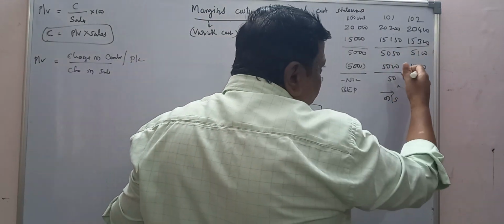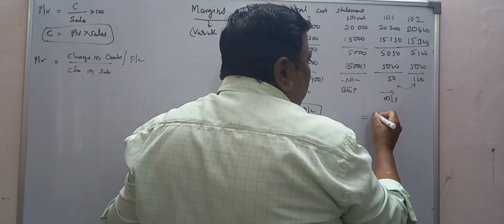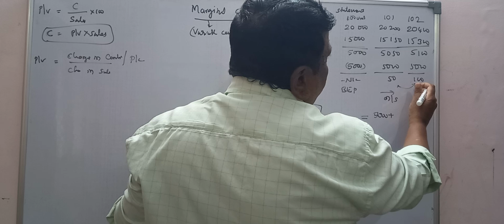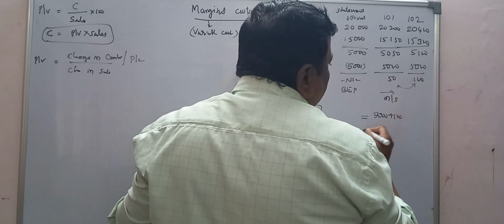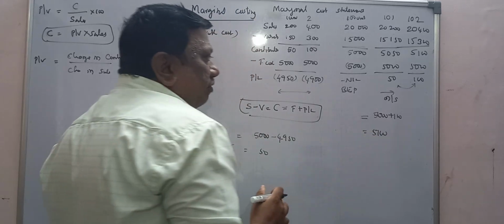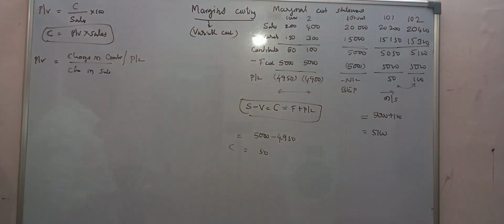And here, where we are in profit position, I will show this one. So what is my fixed cost? 5,000 plus profit, how much? Profit of 100. So 5,100. See, contribution of 5,100. So if I add fixed cost and profit or loss, I will get contribution.